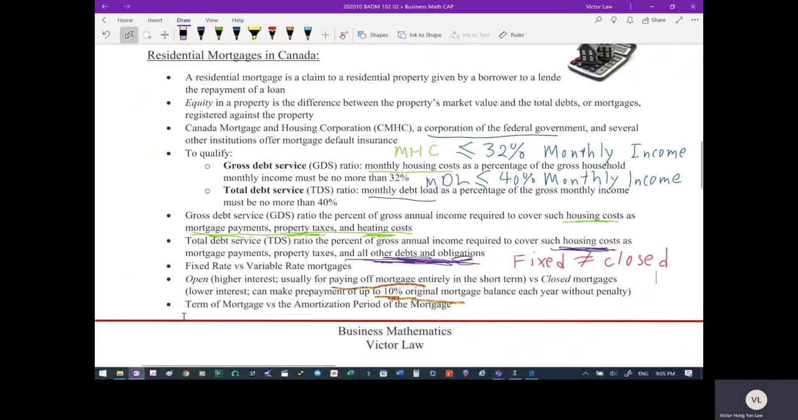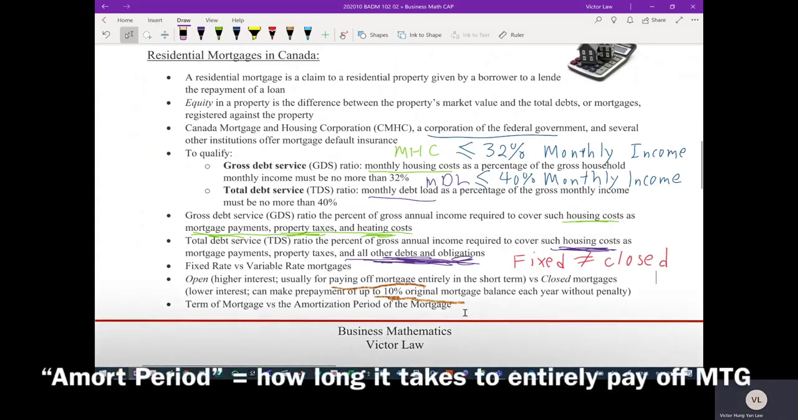And then the next terminology that you need to know is the term of the mortgage and amortization. Amortization is when you pay off your mortgage. Amortization is usually 25 years, so that means you're going to pay off your mortgage after 25 years. That's the amortization period of the mortgage.